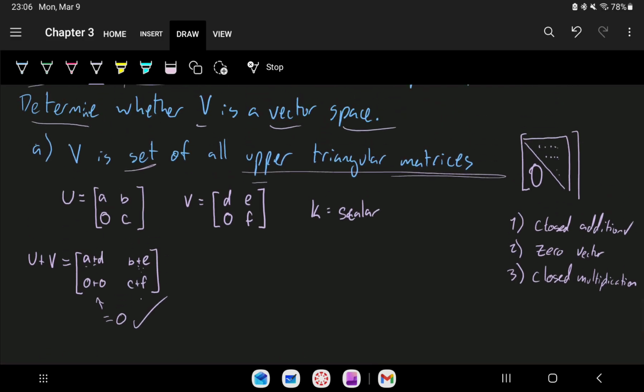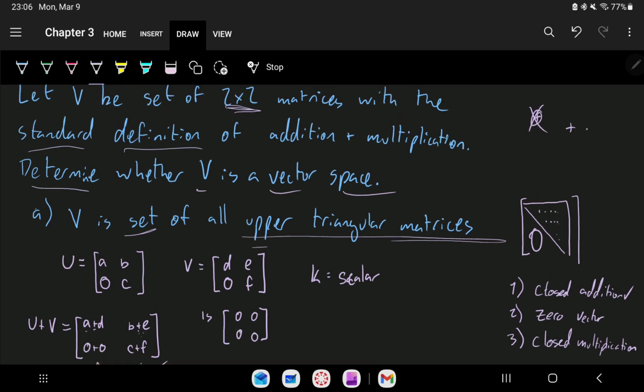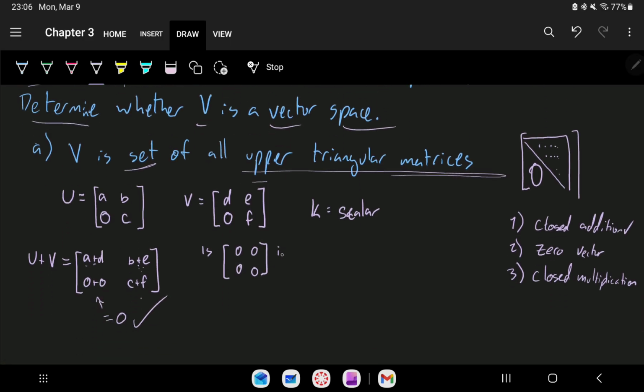Now the next thing is the 0 vector. And to determine this, all we really need to ask ourselves is, is the 0 form of a 2x2 matrix in V? Well, you can replace these 3 zeros with A, B, and C. As long as this is 0, yes, right? So 0 vector is in V.